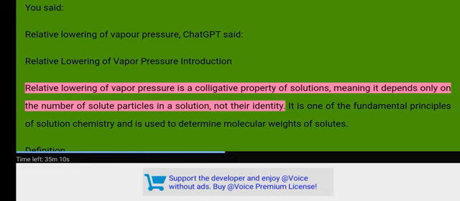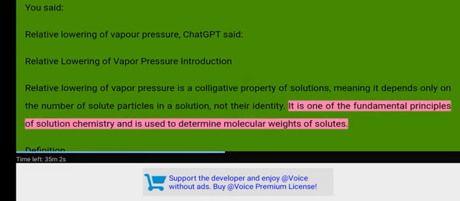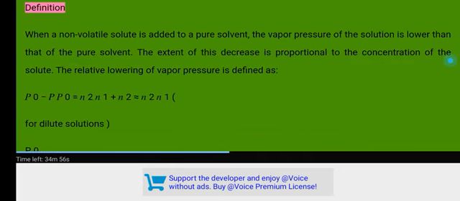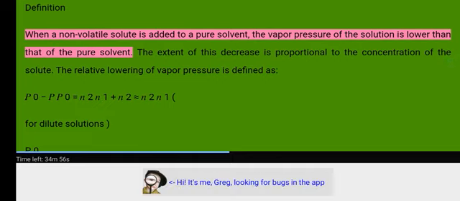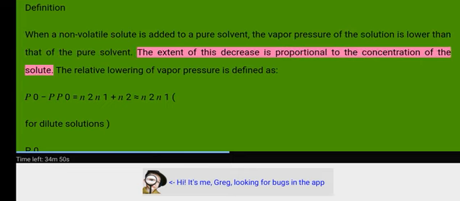Relative lowering of vapor pressure is a colligative property of solutions, meaning it depends only on the number of solute particles in a solution, not their identity. It is one of the fundamental principles of solution chemistry and is used to determine molecular weights of solutes. Definition. When a non-volatile solute is added to a pure solvent, the vapor pressure of a solution is lower than that of the pure solvent. The extent of this decrease is proportional to the concentration of the solute.